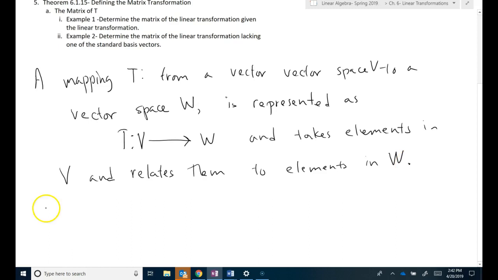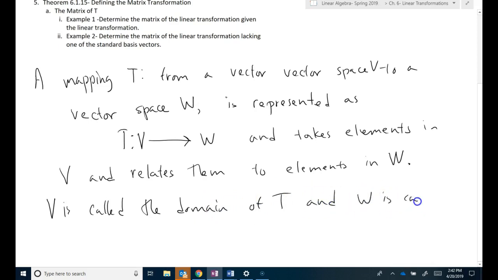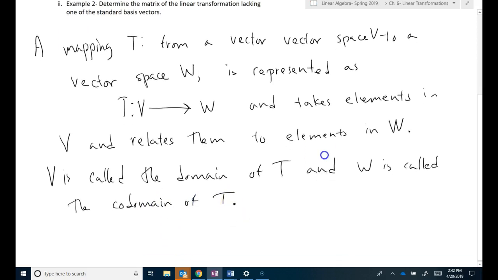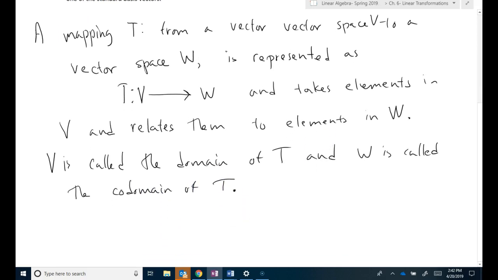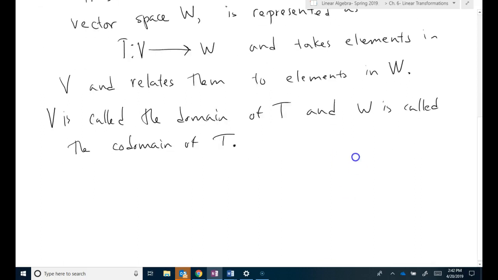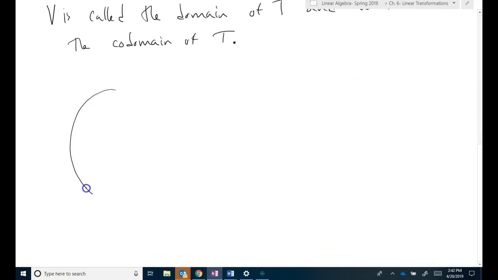In the case of our mappings, V is called the domain of T, and W is called the codomain of T. Now, I'm just going to talk about this a little bit abstractly, so I'm going to draw a little picture. This thing here is going to be V, my domain. And here's W, that's my codomain.